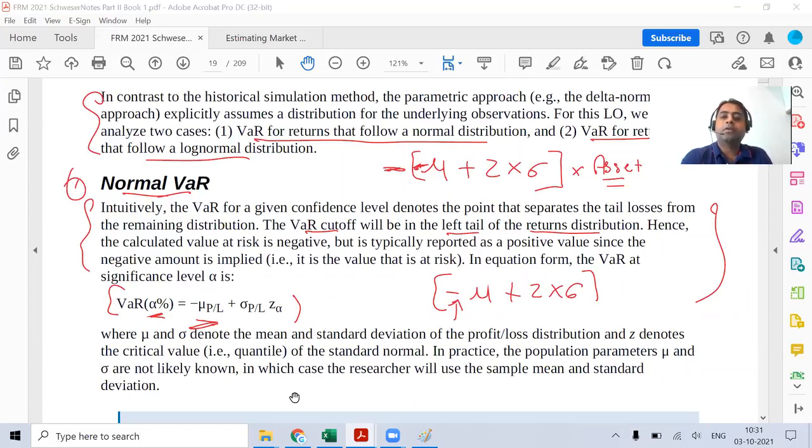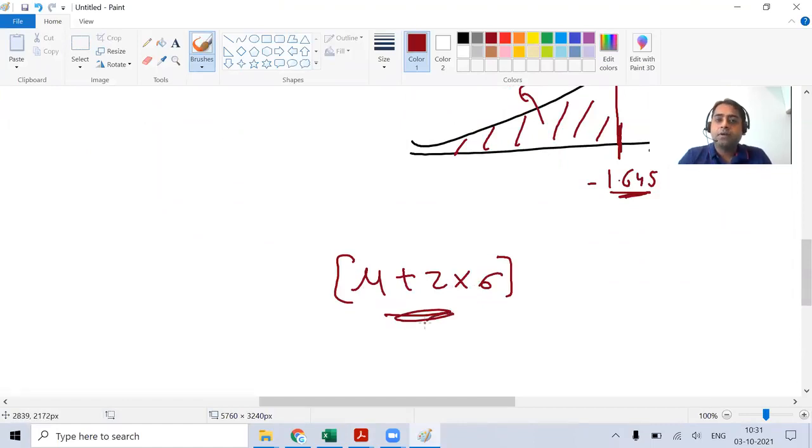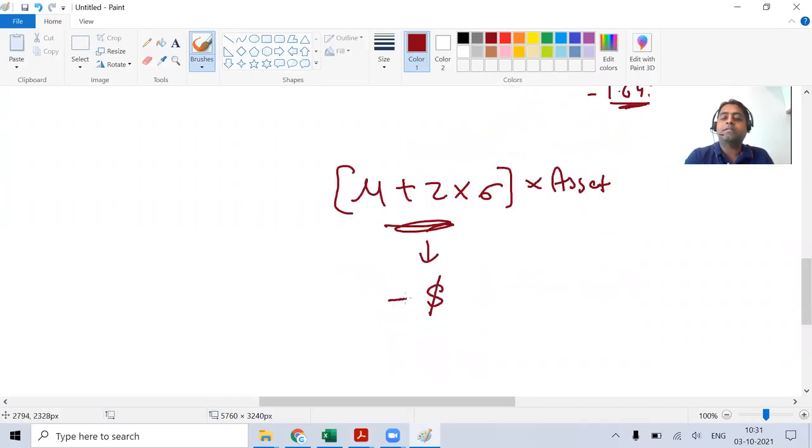Basic example of VAR. It is like this. I'll just repeat what I said. This was the basic formula that we had, and we used to get the answer over here. But since this is negative, whatever answer we get when we multiply it with the dollar amount, it is like this. Hence, we are adding negative over here. Right, Bhakti?